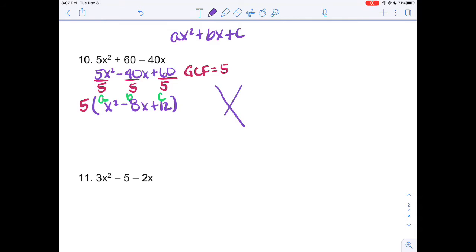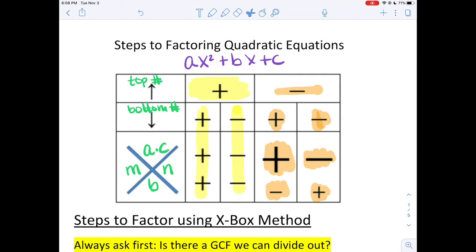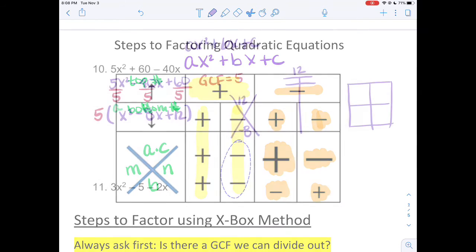Setting up an x puzzle, I'm going to have a times c. 1 times 12 is a positive 12, and I need a negative 8 for my b. So I am looking for factors of positive 12 that add together to be a negative 8. Looking at my chart, I have a positive top term, but I have a negative bottom term. That means that both factors, the small and the big factors, both need to be negative.